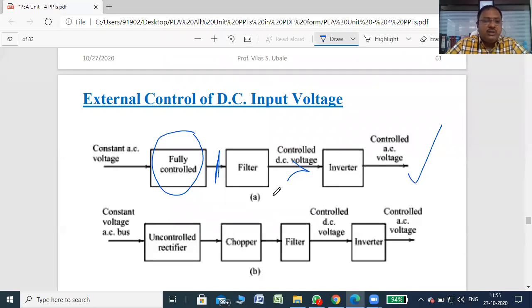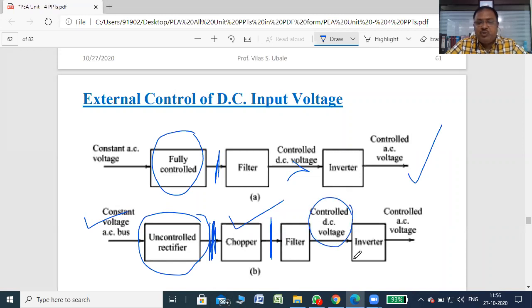Second, constant AC with an uncontrolled rectifier. The output of this is a fixed DC, since it is AC to DC conversion with no control. This constant DC is given to the chopper circuit, which converts constant DC into variable DC, and then it is given to the filter. After the filter, this variable DC is the input to the inverter, so that you will get a variable AC with a variable frequency.